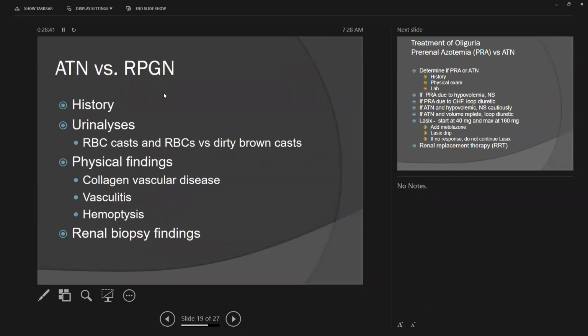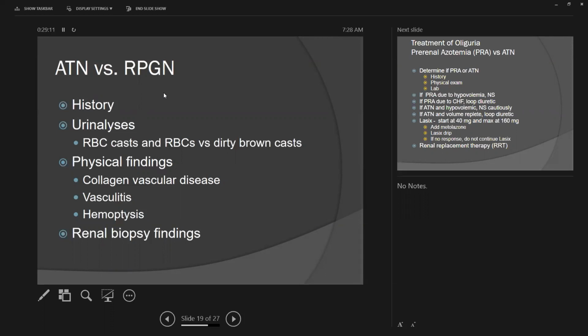So rapidly progressive glomerulonephritis, RPGN, looks a lot like acute tubular necrosis. And it is a form of acute kidney injury, but if you have a lot of red blood cells in that urine, and if the lab happens to say RBC casts, which they very infrequently do even when they're present, you're probably dealing with RPGN, probably dealing with glomerulonephritis.